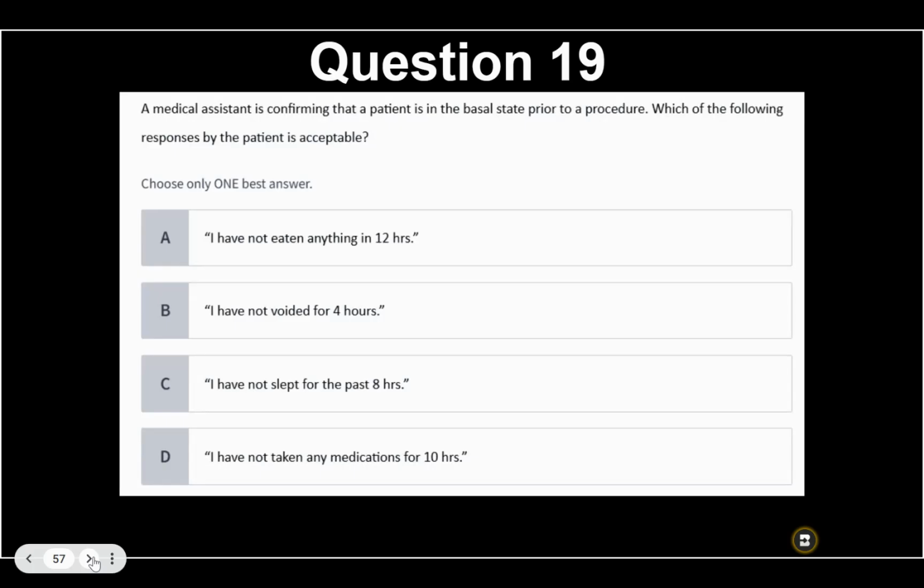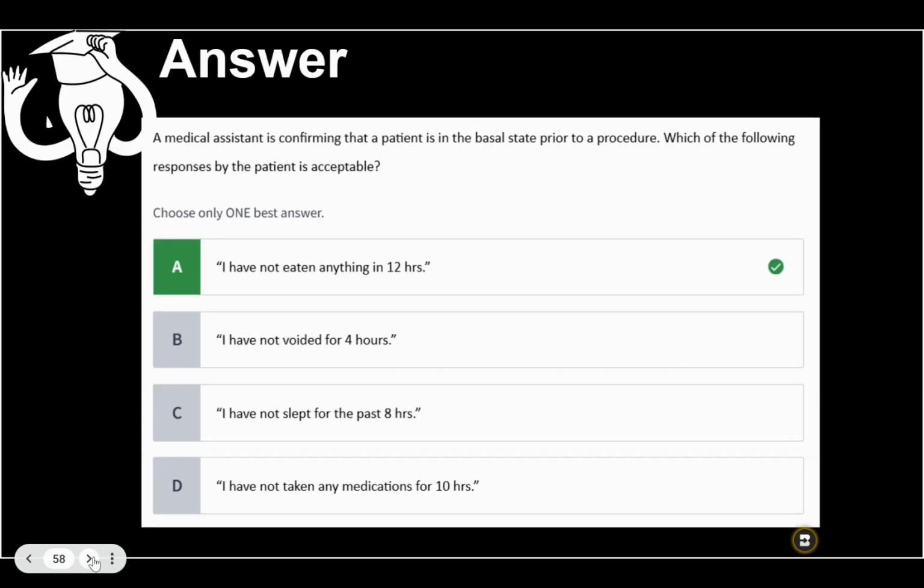Question 19. A medical assistant is confirming that a patient is in the basal state prior to a procedure. Which of the following responses by the patient is acceptable? A, I have not eaten anything in 12 hours. B, I have not voided for 4 hours. C, I have not slept for the past 8 hours. Or D, I have not taken any medications for 10 hours. If you said A, I have not eaten anything for 12 hours, then you are correct.